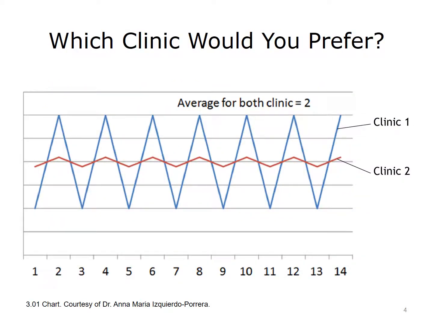Consider these two hypothetical clinics. They are working on improving their patient care. Although the average is exactly the same for both clinics, Clinic 1 has a wider range. This means that although one month they do well, the following month they do much worse. Clinic 2's range of outcomes is smaller. The graph shows the progression of the two clinics. Clinic 1 has a wide range of outcomes, from 1 to 3, and the other, Clinic 2, has a narrow range of outcomes, from 1.9 to 2.1.